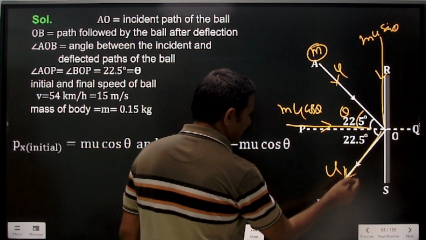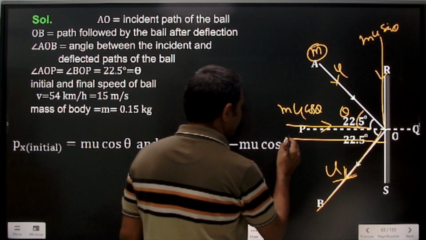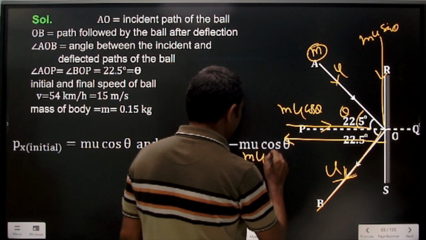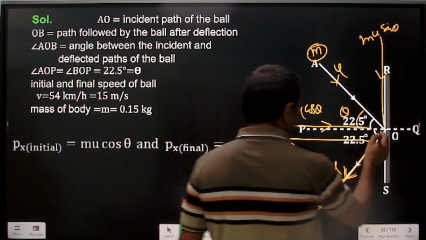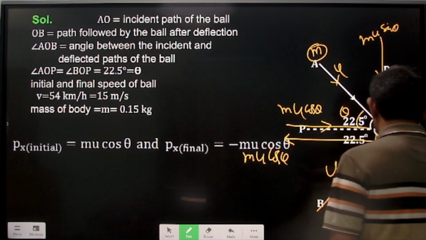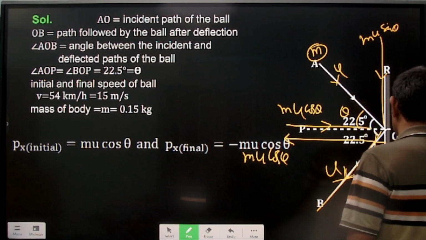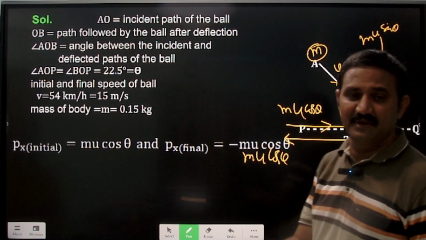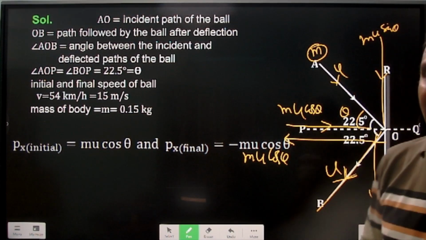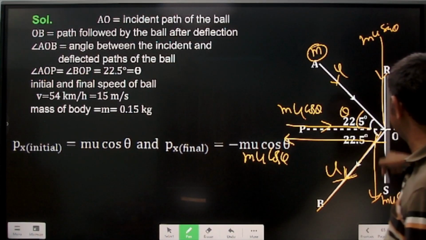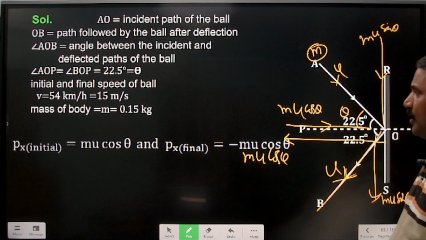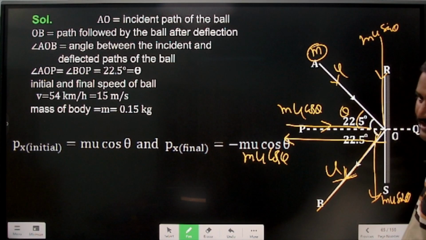This is mass into velocity. In this direction, this is m into u cos theta, and similarly in this direction it is m into u sin theta. So in the vertical direction, the initial momentum is mu sin theta in the downward direction, and finally the vertical momentum is m into u sin theta in the downward direction only. So the change in momentum in the vertical direction is equal to 0.